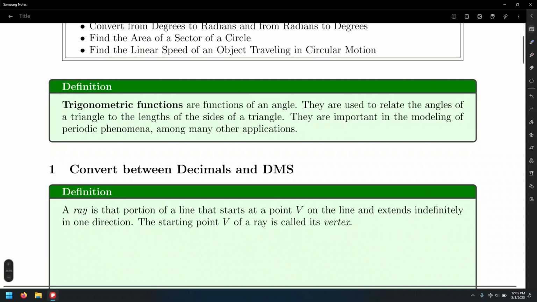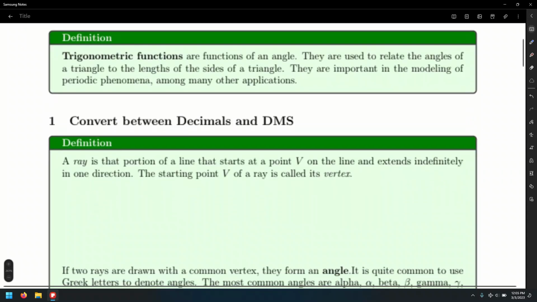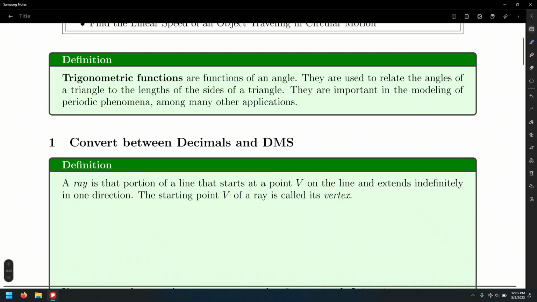And again, they relate the sides of a triangle with their angles. What these functions have in particular, as opposed to other functions such as the radical function or the cubic function, like pretty much all functions from the parent function list, is that these functions are periodic. We're going to look at those details later. But in the meantime, first things first.